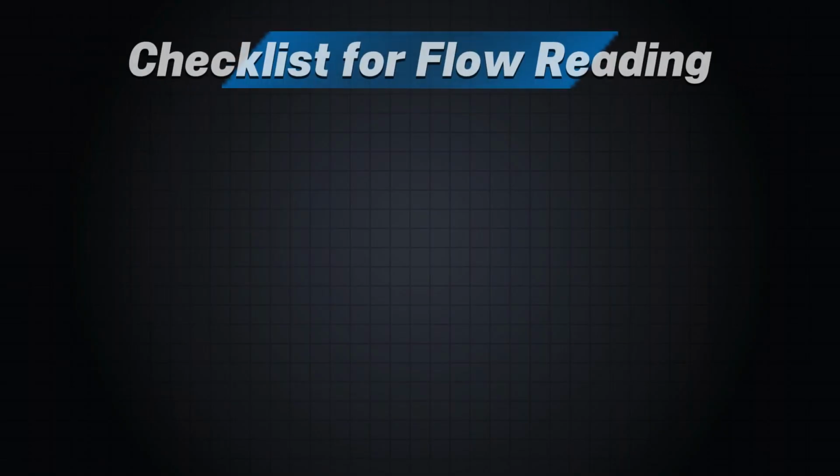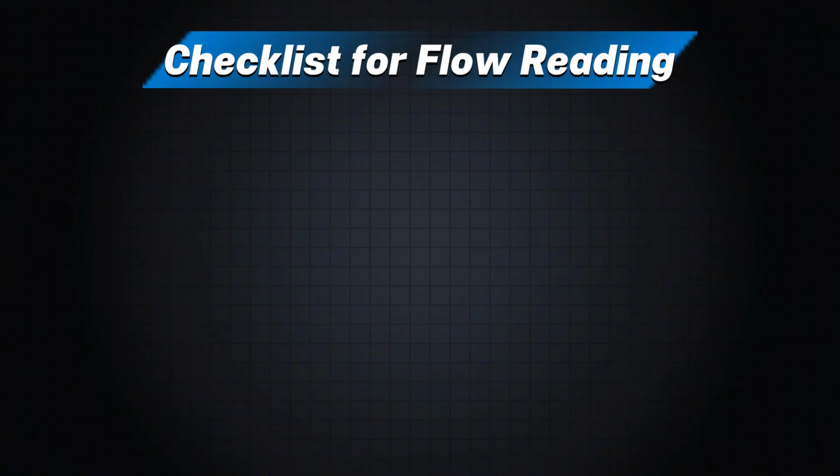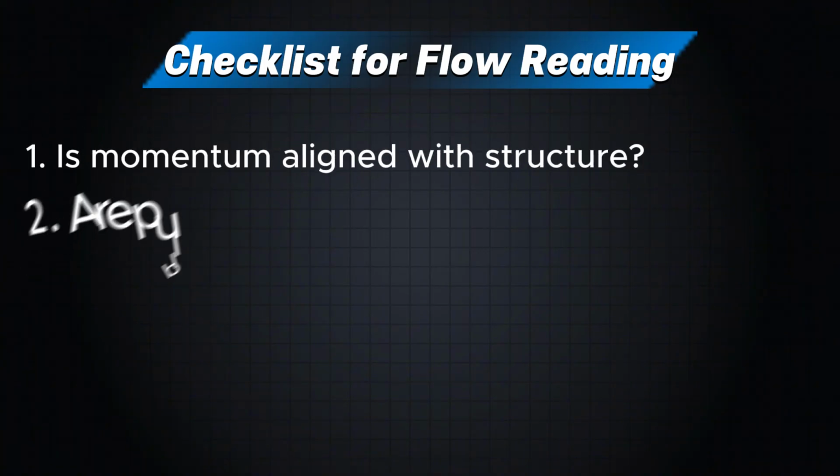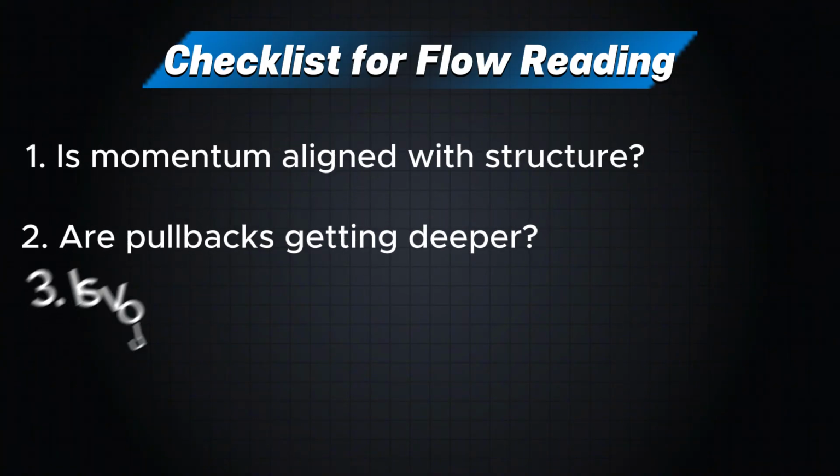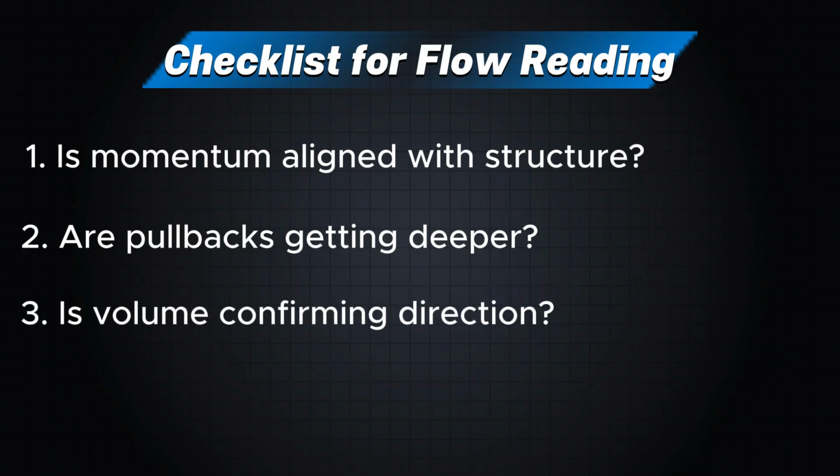Here's a checklist when reading structure using flow reading. Is momentum aligned with structure? Are pullbacks getting deeper? Is volume confirming the direction? Here is a mini exercise for you. Pause the video, like right about now. Open your favorite pair and map the last 3 structural shifts. Ask yourself, when did flow begin to slow down?